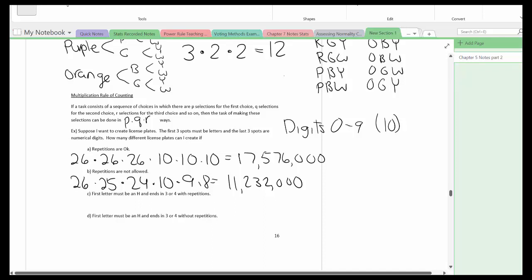Okay, part C. The first letter must be an H, and it ends in either a 3 or a 4, but repetitions are allowed. Start with the restrictions. It has to begin with an H, so there's only one H in the alphabet. Now, it can either be a 3 or a 4. Remember, I'm only picking one of them, but I have 2 options to pick there. So I could do H again because repetitions are allowed, so that's 26 times 26. I can repeat the digits, so that's 10 times 10. Multiplying, I get this.